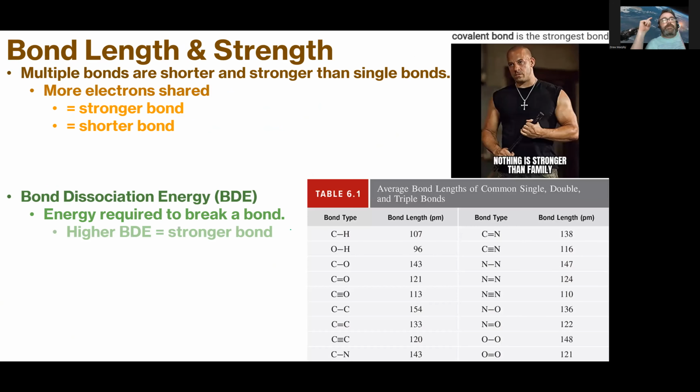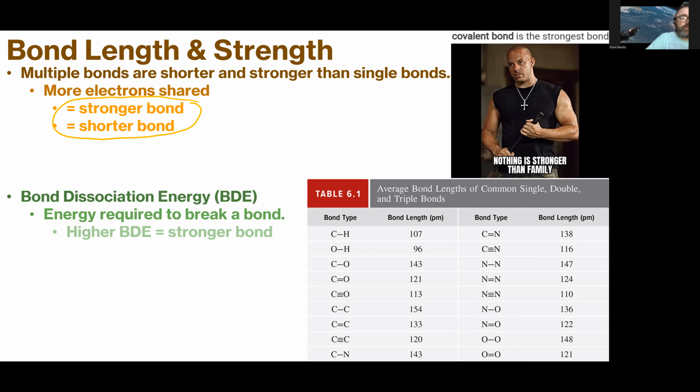Let's talk bond length and bond strength as we think about this. Multiple bonds are shorter and stronger than single bonds. And we're going to think about this the same way we thought about our trend of atomic radius and ionic radius and all these trends. If your 2 atoms are sharing more electrons, it makes a stronger bond. And if they're bonding stronger, they are closer together. And because they're closer together, it's a shorter bond. So these things go together. I want us to remember this little mantra that things that are stronger are shorter.